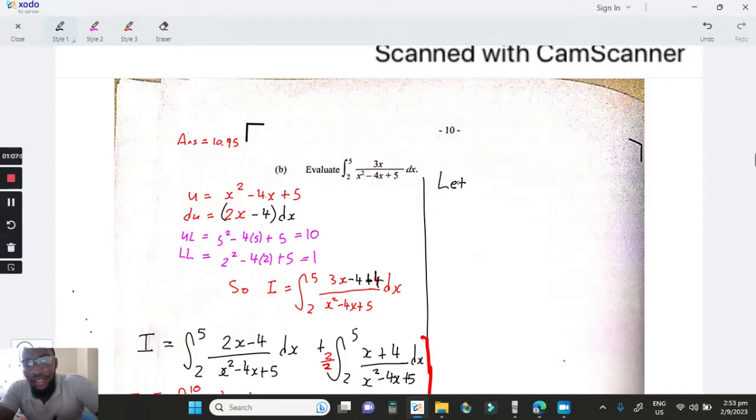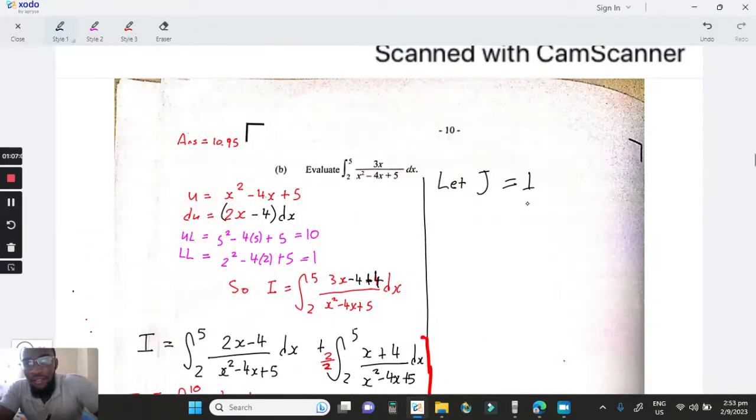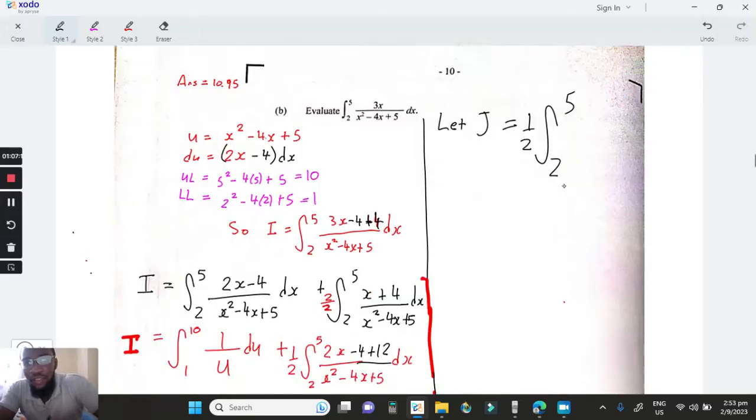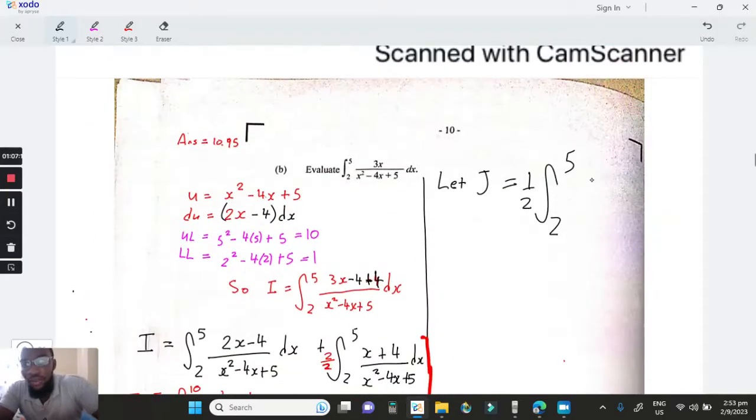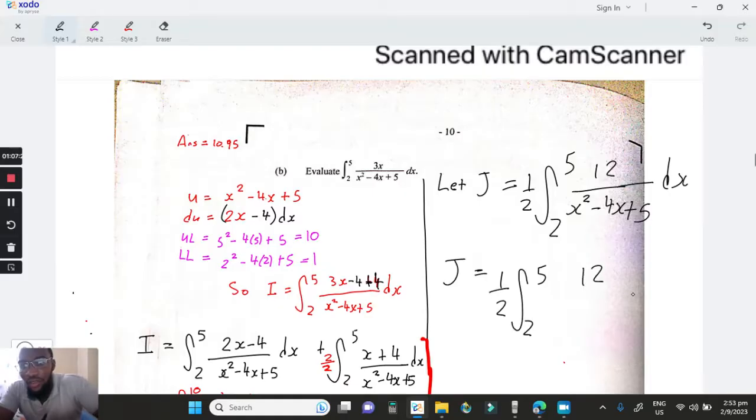And so let J be equal to half the integral from 2 to 5 of 12 over x squared minus 4x plus 5 dx. Completing the square, J is now half the integral from 2 to 5 of 12 over (x minus 2) squared plus 1 dx.